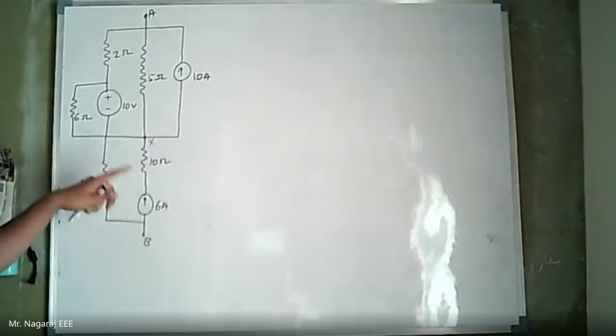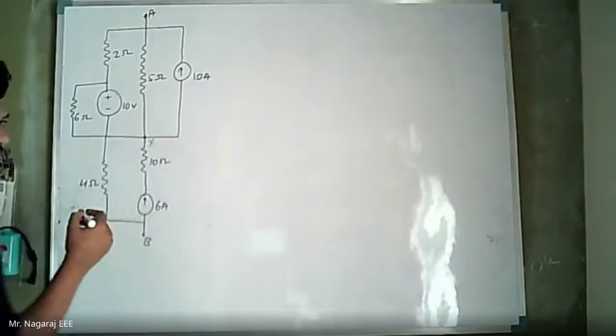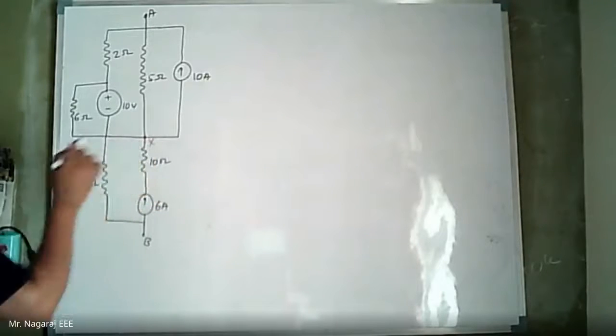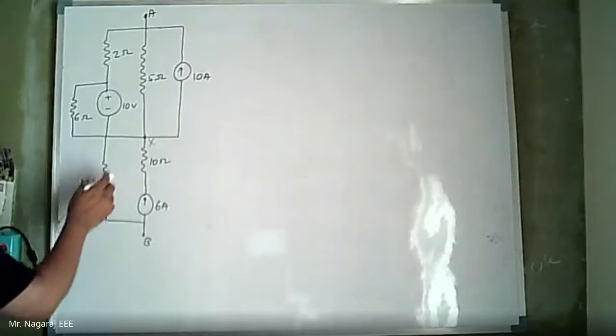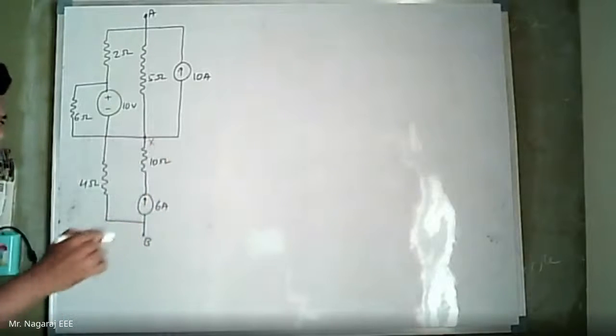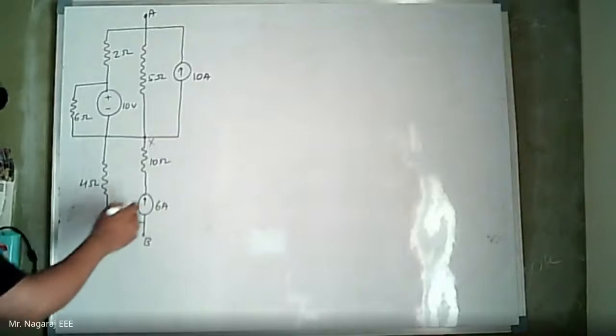Therefore, the presence of this 10 ohm resistor will make no difference. The node voltage X is not dependent on the voltage drop at 10 ohms. It depends upon the voltage drop at 4 ohms, depending upon what current that 4 ohms will carry. This branch XB is characterized by current but not the voltage drop, because it carries a current source.